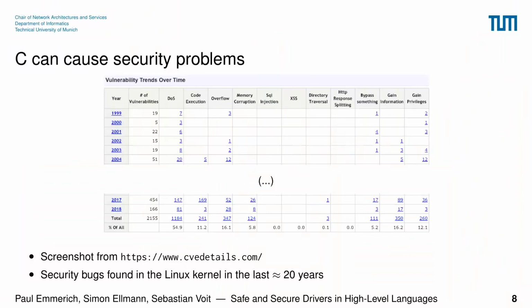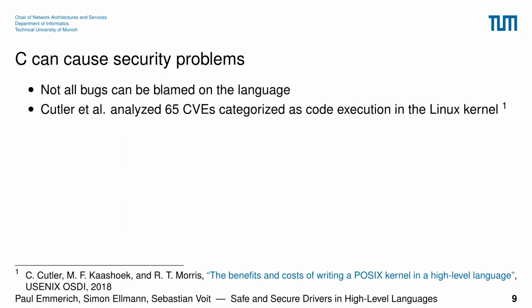This is a screenshot from cvedetails.com. No, I don't expect you to be able to read all these figures, but basically it shows there are security bugs in the Linux kernel. This is specifically all the Linux kernel bugs found in the last 20 years or so. And now, you could say, well, why is the language to blame? You can write bad code in any language. And what we now would have to do is basically we would have to go through all these bugs and check whether they could be prevented by using a memory safe or better language. And it seems like a lot of work.